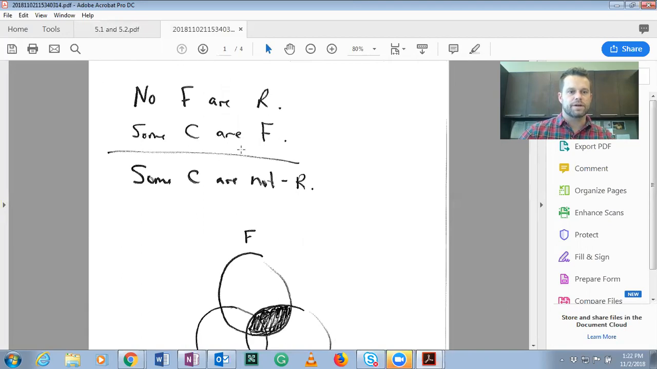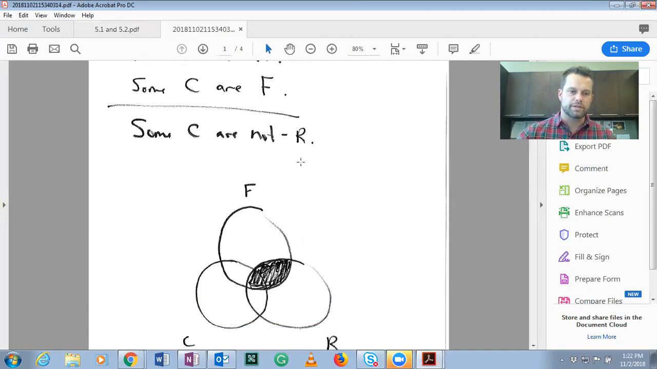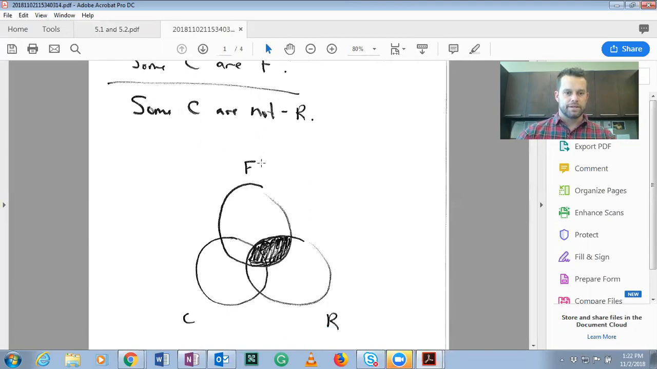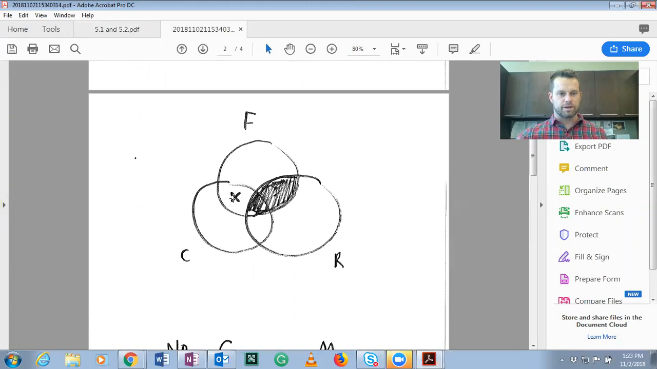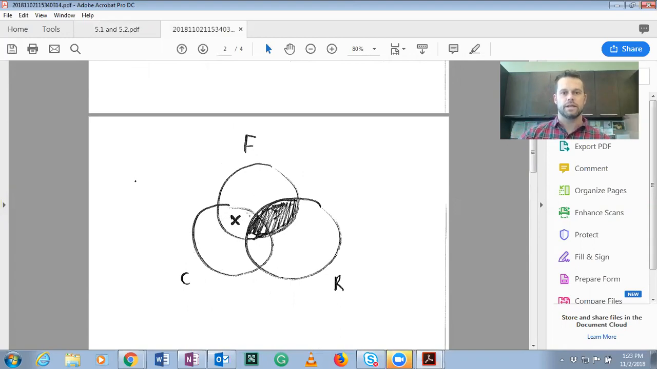Okay, so no F is R, some C are F. Remember, with a particular statement, you place an X. So if some C's are F's, we look at these two circles, then we would know the only places where C's are F's occur here. But this region is empty, right, because it's shaded. So the only place where C's can be F's would be right here. And so we place our X in the open space between C and F. So no F's are R's, and some C's are F's. And the X means at least one C, and it's placed there.